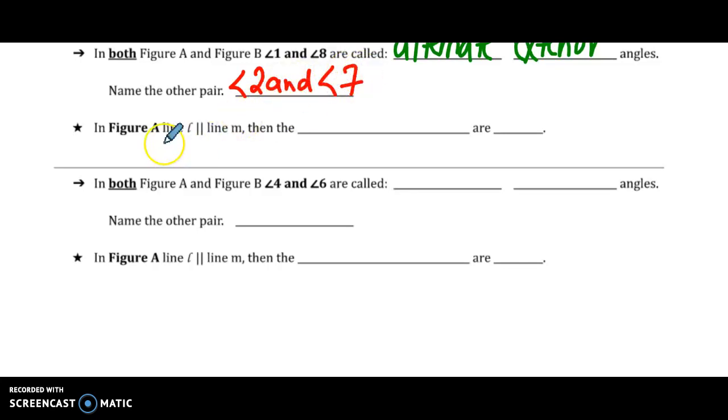Okay. Again, in Figure A, line L is parallel to line M, so we know the alternate exterior angles are congruent. That is their relationship. Similarly, if we see alternate exterior angles are congruent, then we know the lines are parallel. So again, it goes both ways. It is a biconditional statement, as we would call it.